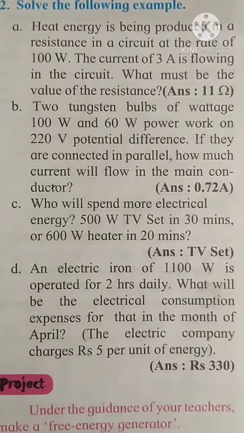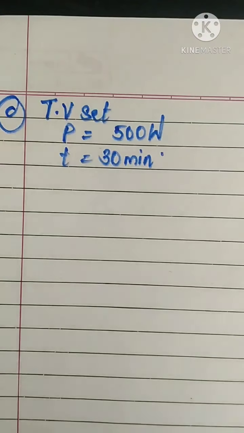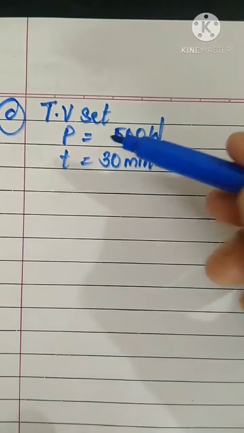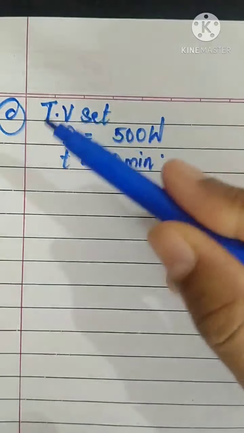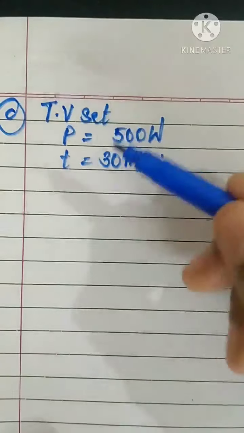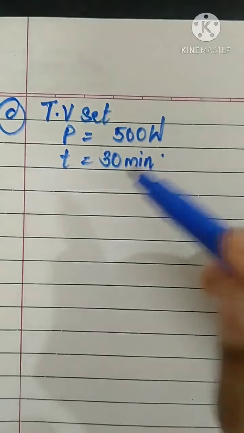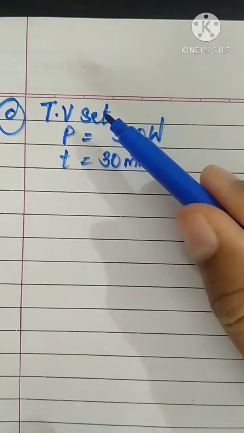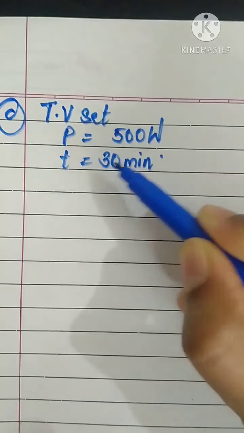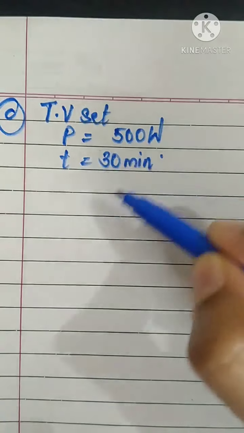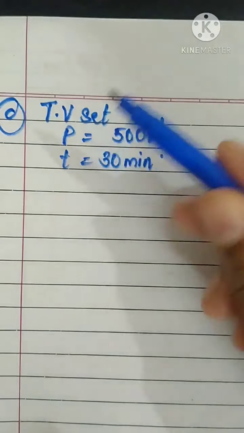Let us write down the given things. Okay, so I gave some subheadings. If you want, you can give them as P1, T1. Okay, I gave it as subheading like the question. I liked it this way. Who will spend more electrical energy? First about the TV set. The TV set's power is 500 watts and time is 30 minutes. So let us see how much energy is used by the TV set.